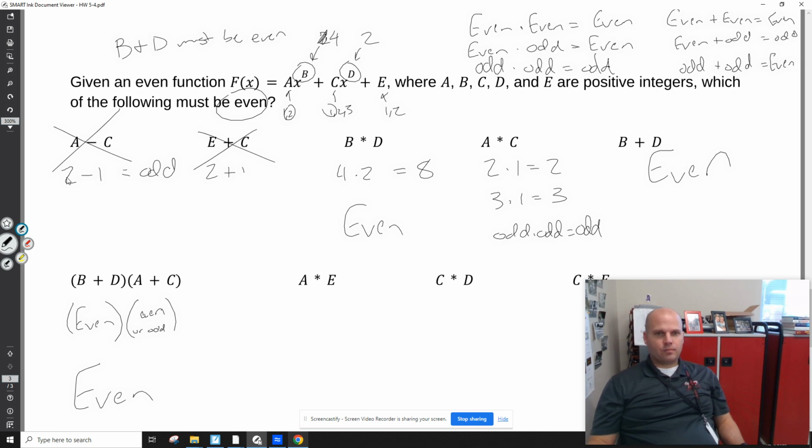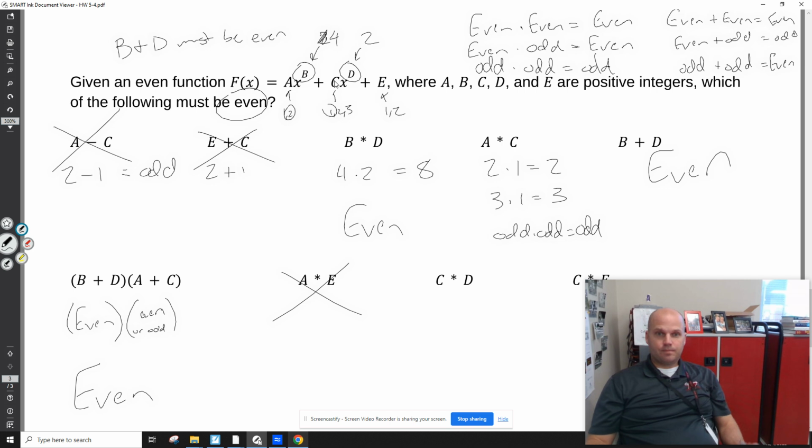A times E. A could be even or odd. E could be even or odd. So we could have a situation of odd times odd, which is odd. So no, this does not have to be even.